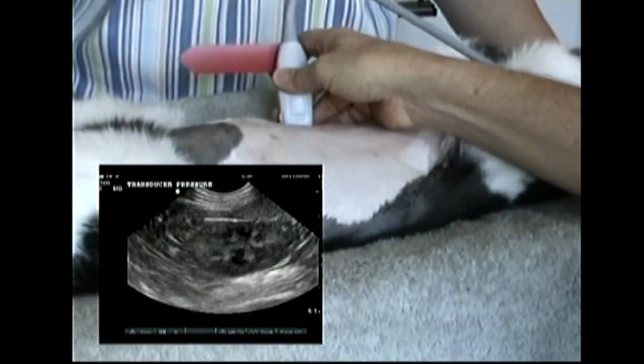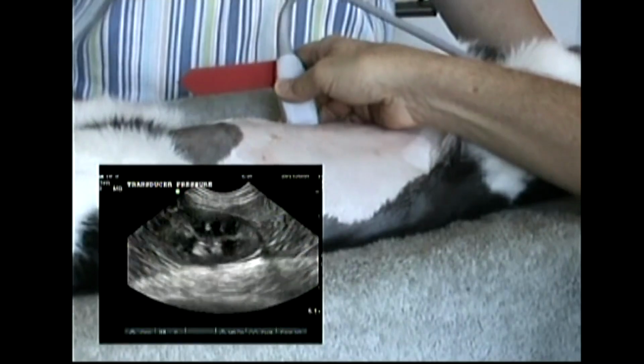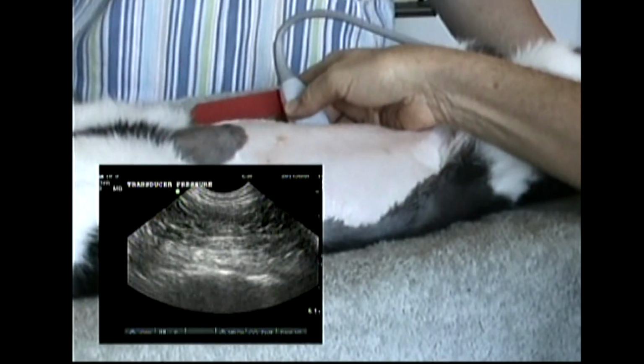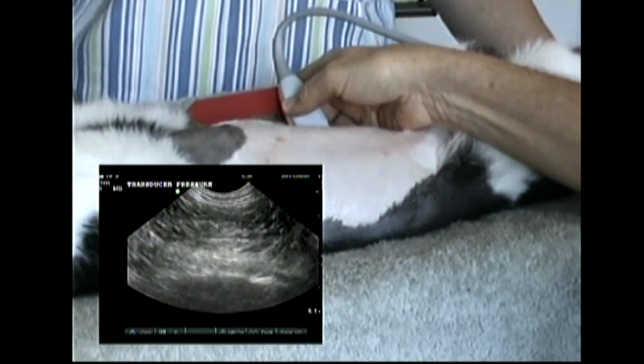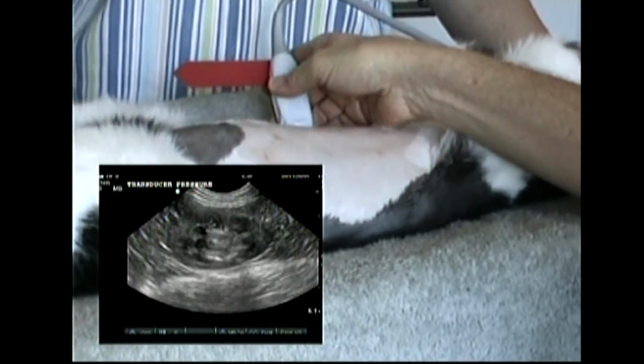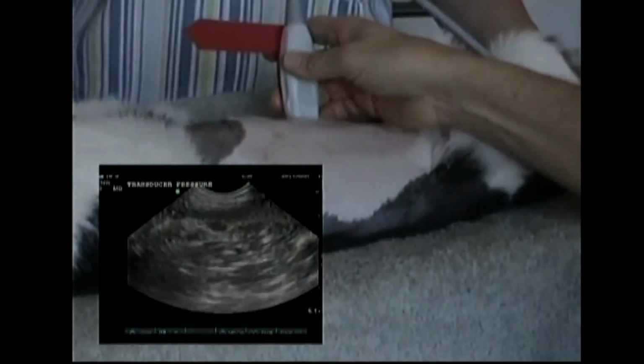In cats and some dogs, the kidneys are very mobile and transducer pressure can displace the kidneys. If the kidney is pushed out of normal position by transducer pressure, an enlarged liver, or abdominal tumors, it can no longer be used as a landmark for finding the adrenals.